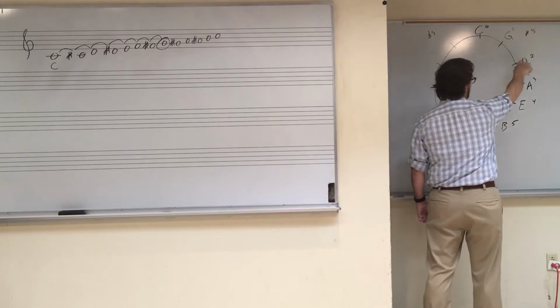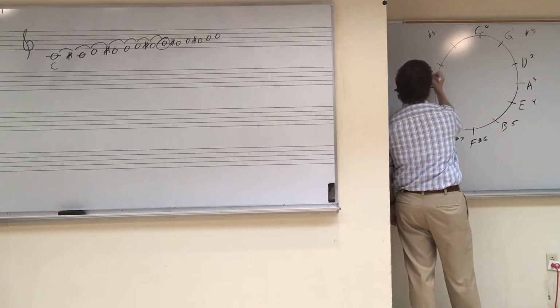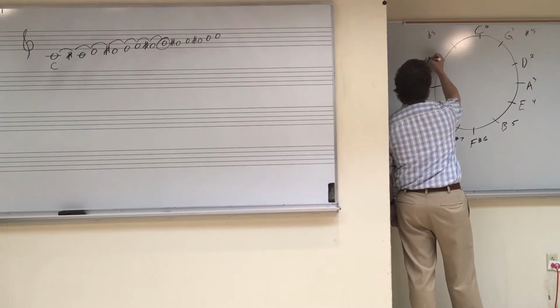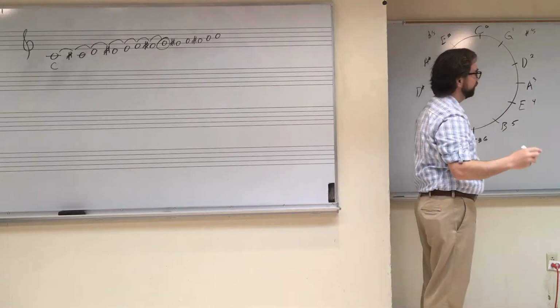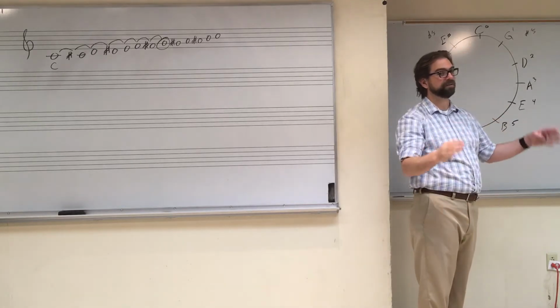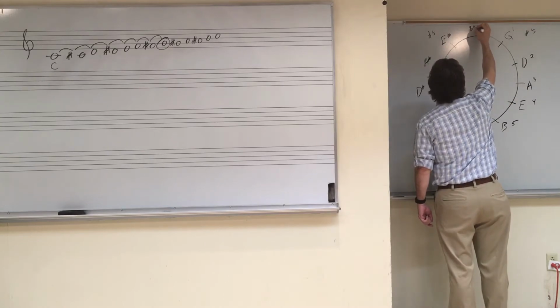It's actually just going around, but now you're adding the sharp. So now I have D sharp, and then A sharp, E sharp, and then this is where it gets kind of interesting. You see why we don't have these extra theoretical keys, because this would be B sharp.